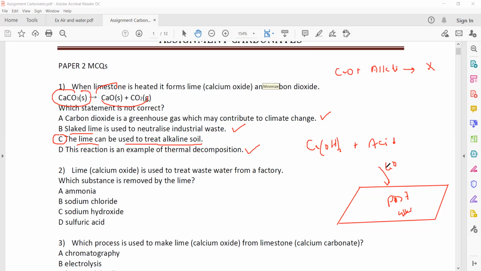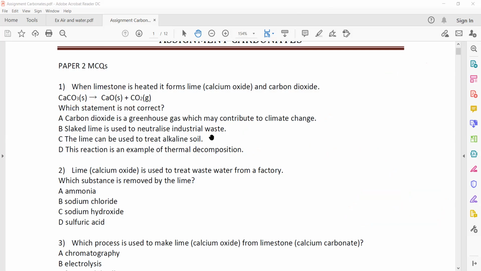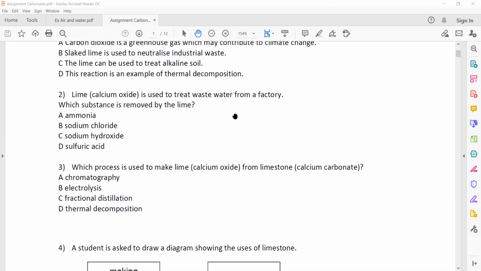Because lime is calcium oxide and calcium oxide is a metal oxide. Metal oxides can react with acid, they cannot react with base. That's why it cannot be used to treat alkaline soil. Question 2.